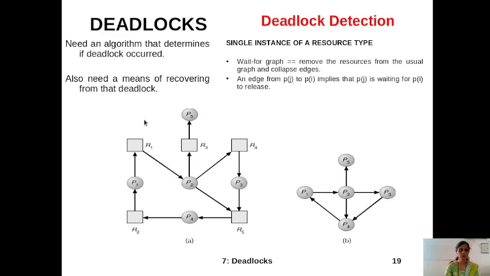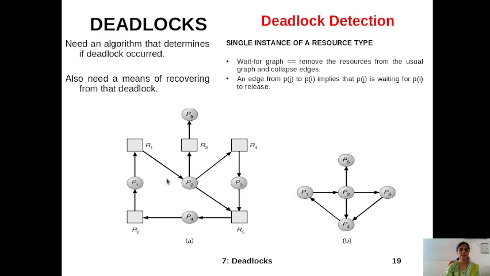We are simply collapsing the edges, removing the resources from the graph and collapsing the resource edge to the process edge. Effectively, P1 is requesting R1 which is currently held by P2. So P1 is waiting for P2. I can directly say that P1 is waiting for P2, so this edge: P1 is waiting for P2.